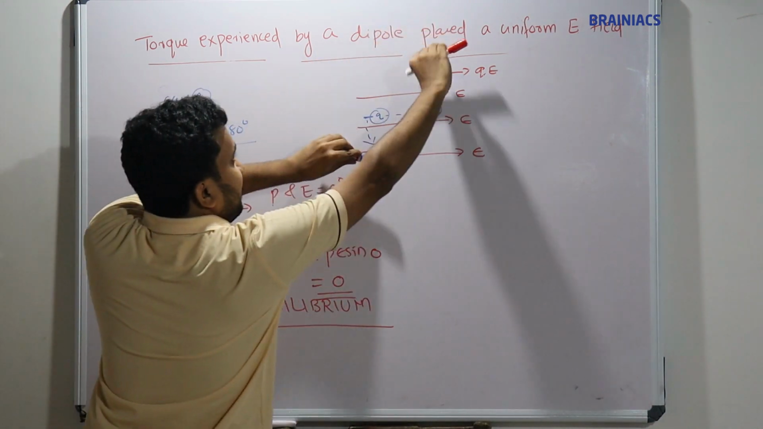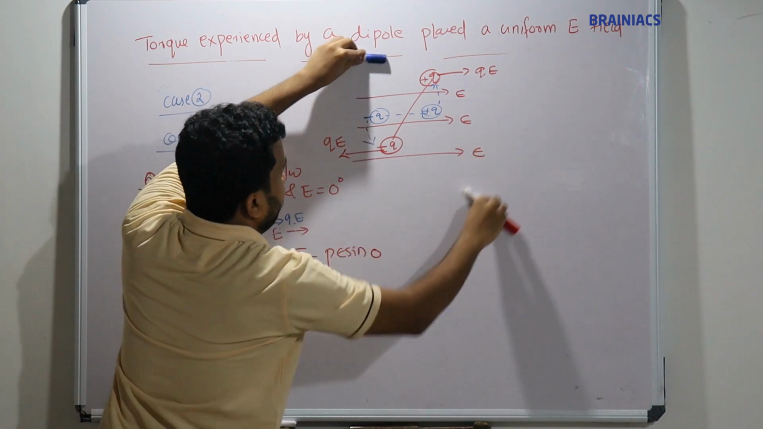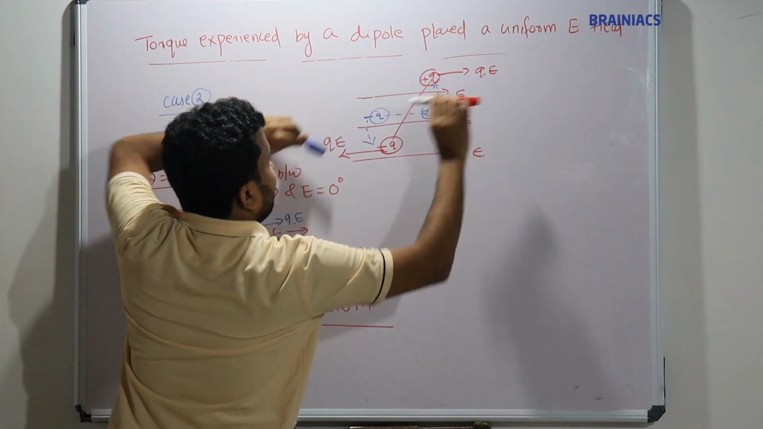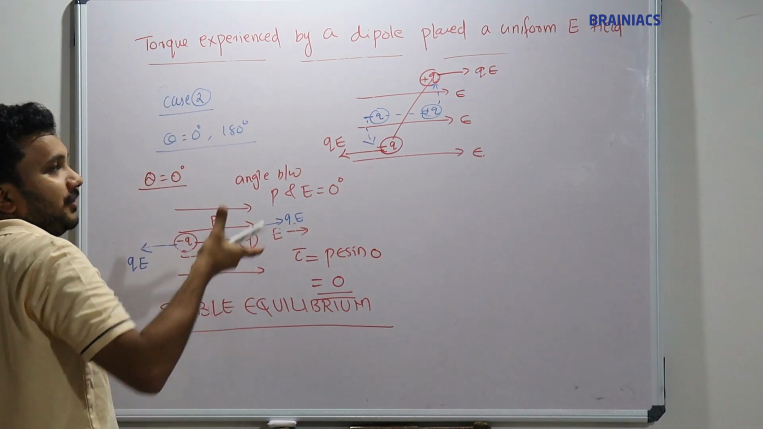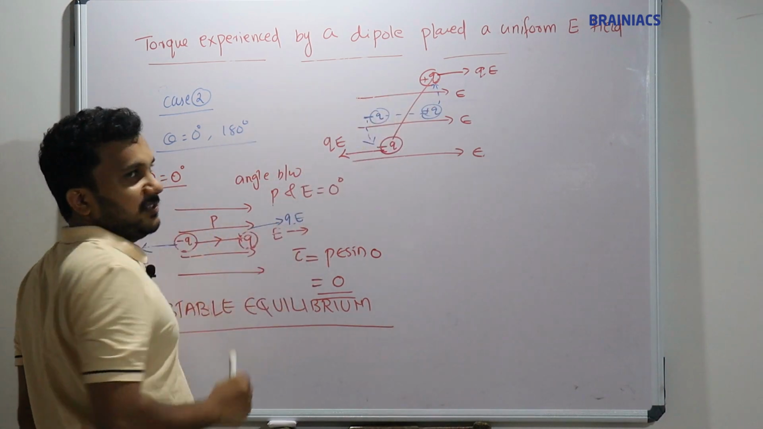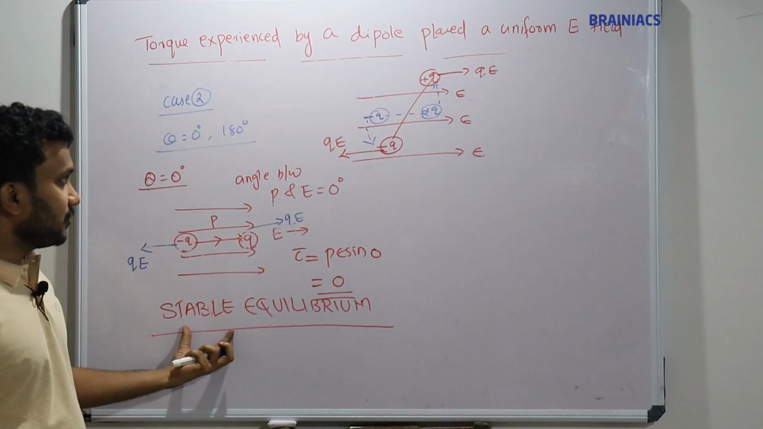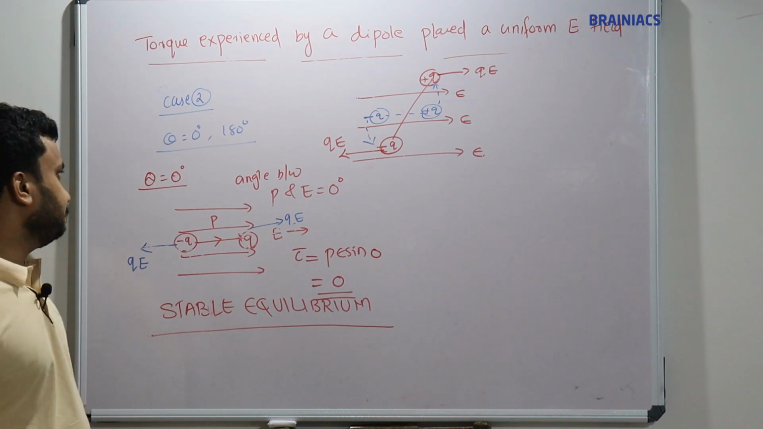If you place it in any direction also, it will always come back to normal. Placed like this, because of the electric field it moves like this. Placed like this, it moves like this. So if you change to any position, no problem, it will come back to the original state. If the system can come back to the original state, then it is called stable equilibrium.